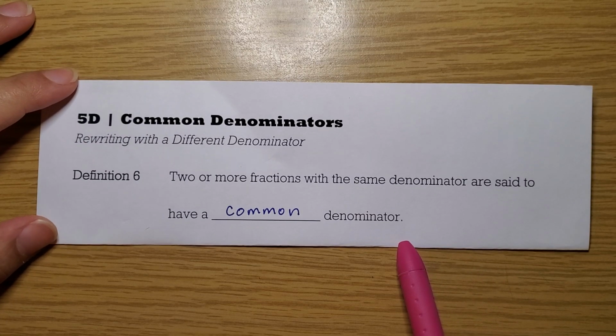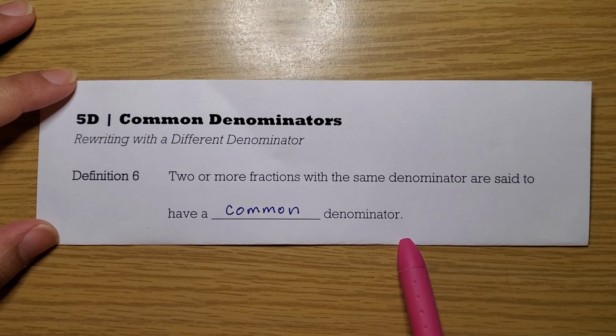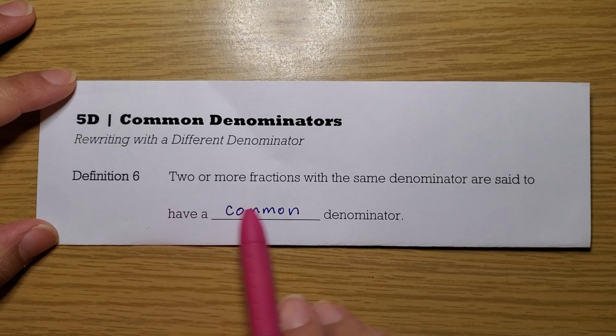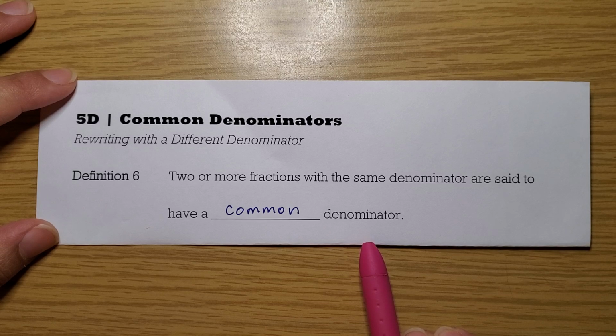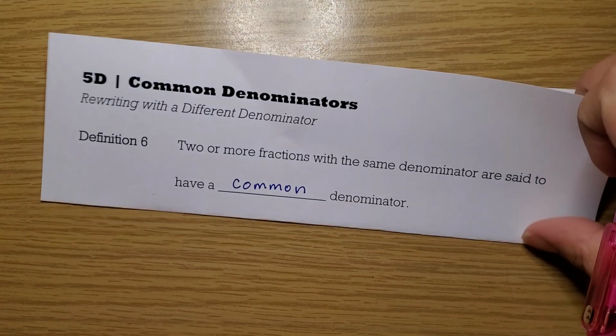So I've got a definition here since we're going to be using the phrase common denominator quite a bit. Two or more fractions that have the same denominator are said to have a common denominator. So when we say a denominator is a common denominator, it just means that both fractions have the same denominator. So let's look at one method for finding common denominators.